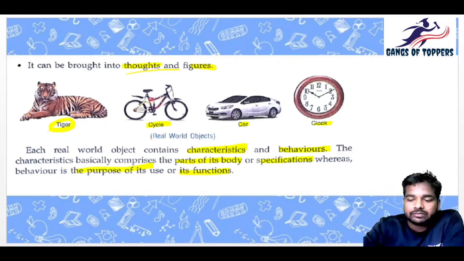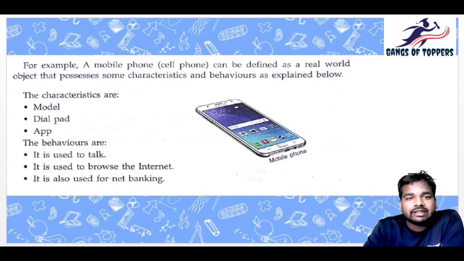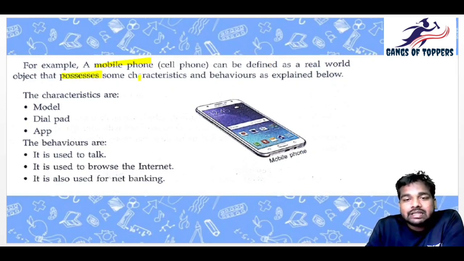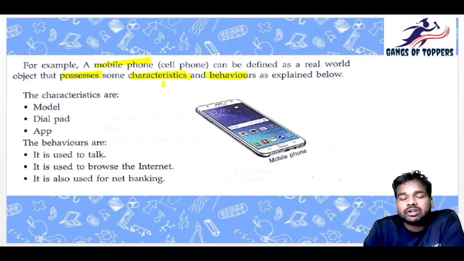Okay. Now after that we will take the example of a mobile phone or cell phone, we can say. So a cell phone can be defined as a real world object if it possesses some characteristics and behavior. So right now we studied what is the characteristic, means its specification. What is the behavior, means what are the functions performed by this mobile phone.